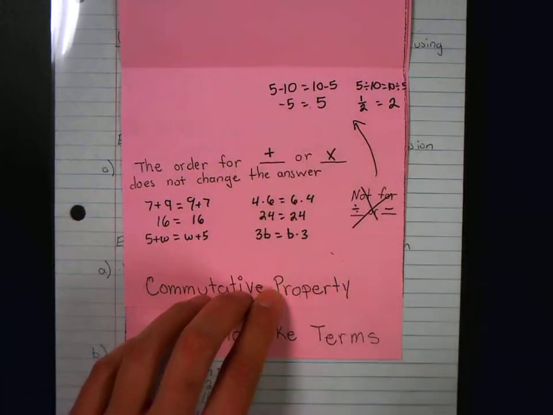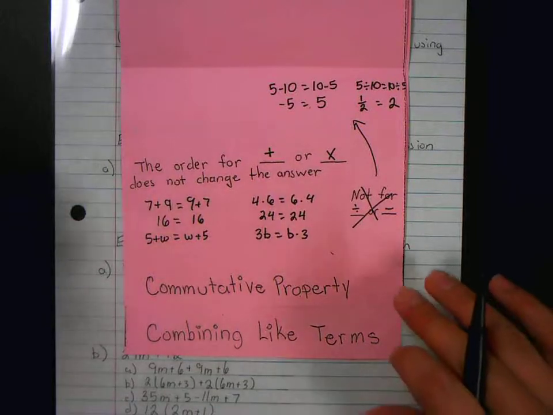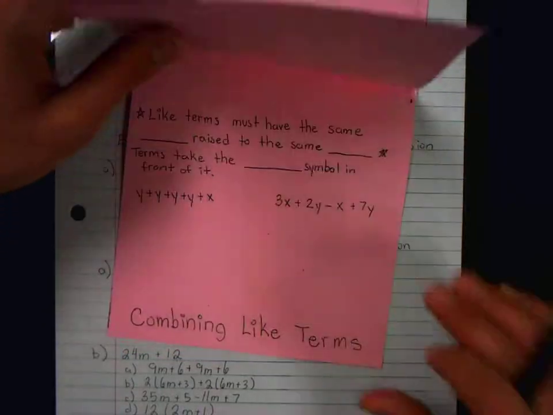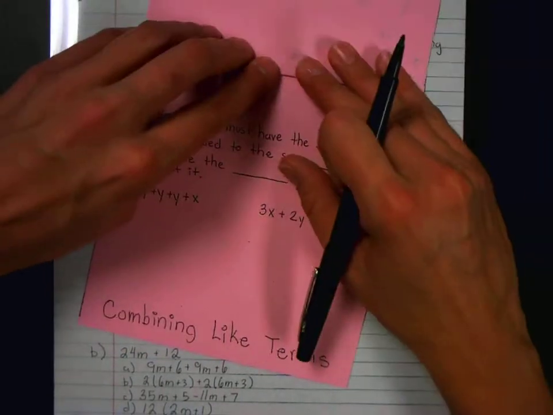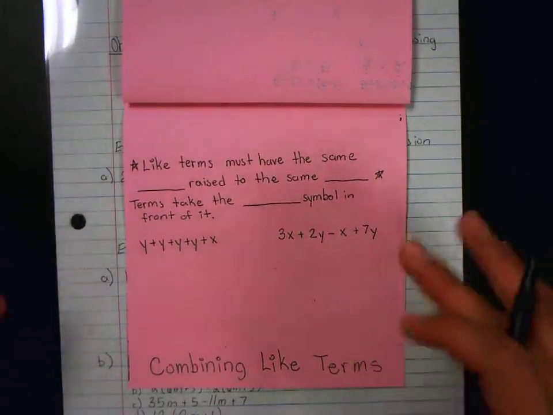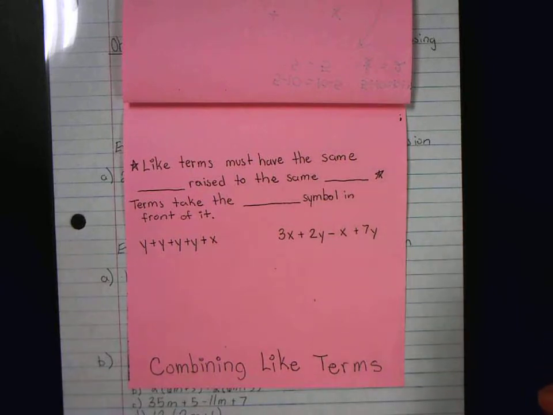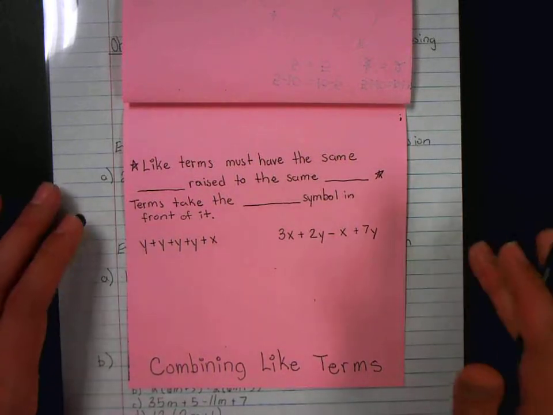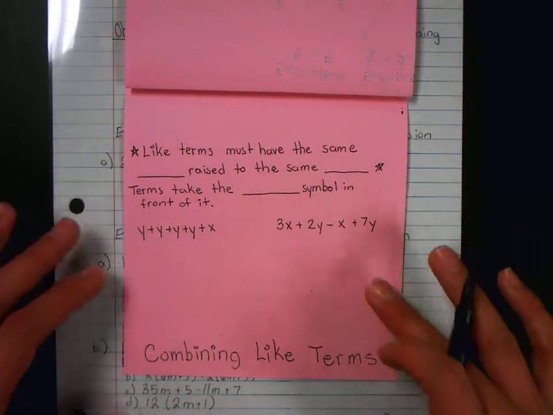All right, our combining like terms. Combining like terms you'll see more often. It is more frequently used than the other properties. Okay. Besides the distributive property, I think distributive property and combining like terms are your top 2 math properties that you're going to see.